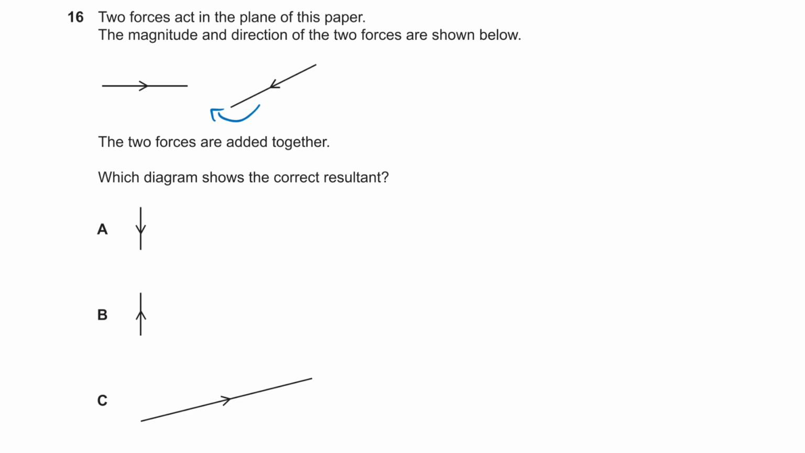Well, we know that to find a resultant, all we do is add vectors top to tail. So I'll just move the one from the right to the left, and we end up with a line straight down. So the answer is A.